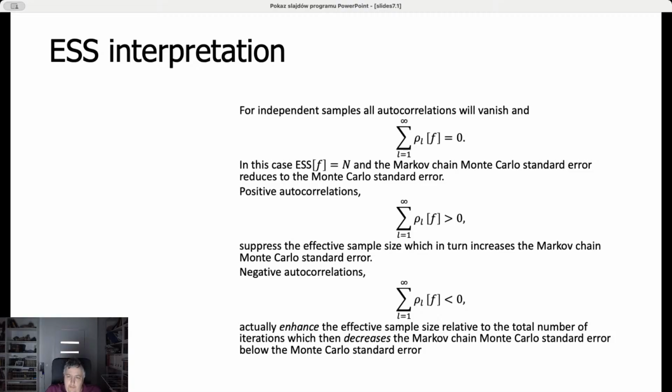Sorry, if there are no autocorrelations, so all the samples are independent, then we get a Monte Carlo standard error. ESS will become n, and everybody is happy. That does not happen in practice, unfortunately.